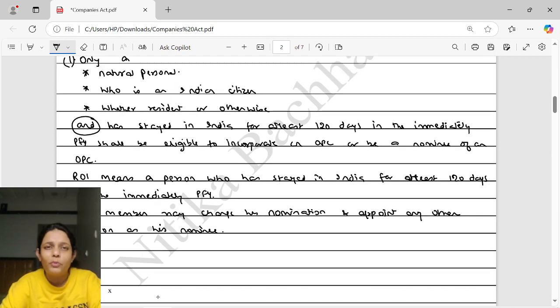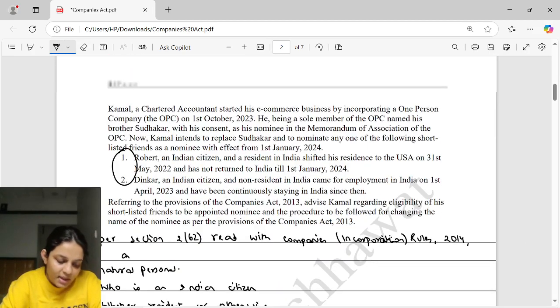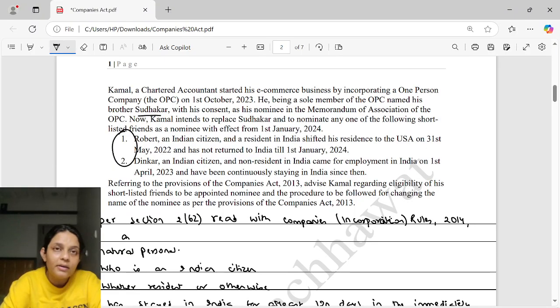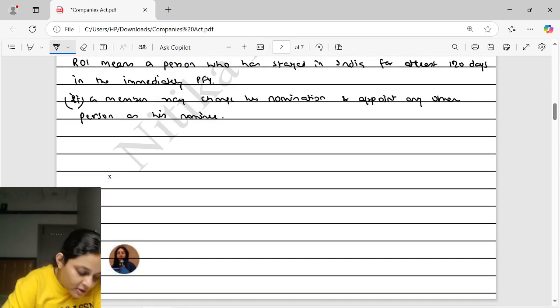The whole provision is based on point 1. Again, I made a mistake here. So in the above case, he had started an OPC and he had named his brother Sudhakar his nominee. However, he wanted to change his nominee and appoint someone else in place. Therefore, coming to the conclusion, guys, are you able to follow?